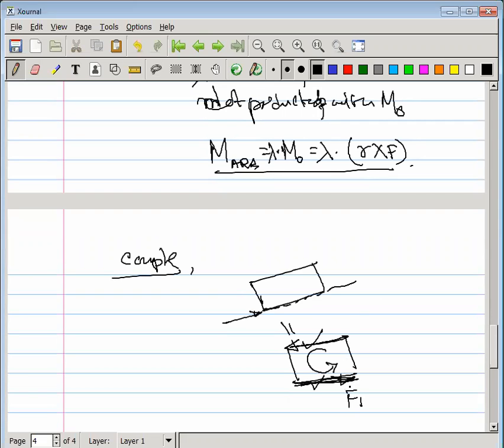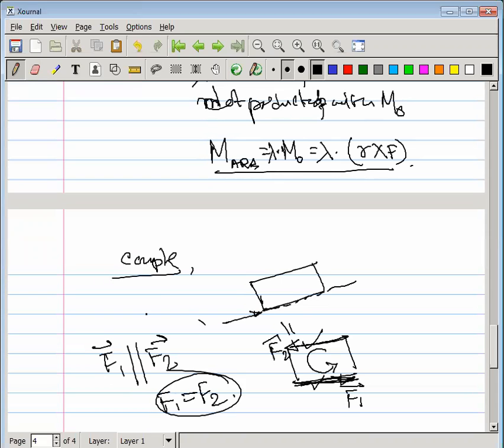Suppose this is f1 vector, this is f2 vector. If f1 and f2 are parallel, this is one condition. This may come in the exam: for which condition can we say this moment is a couple? Their magnitude is also equal. If these two conditions are satisfied, then we can say this is a couple.